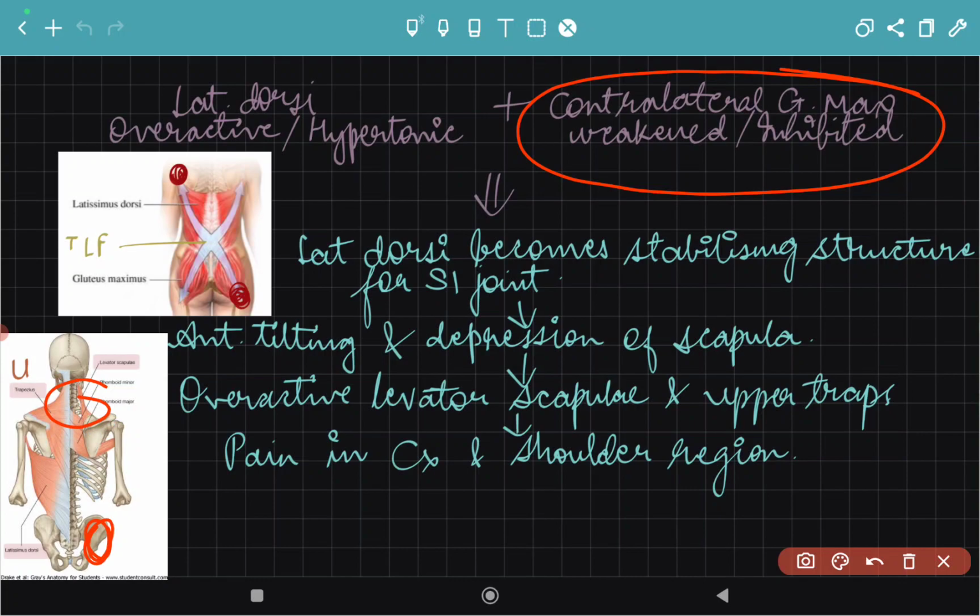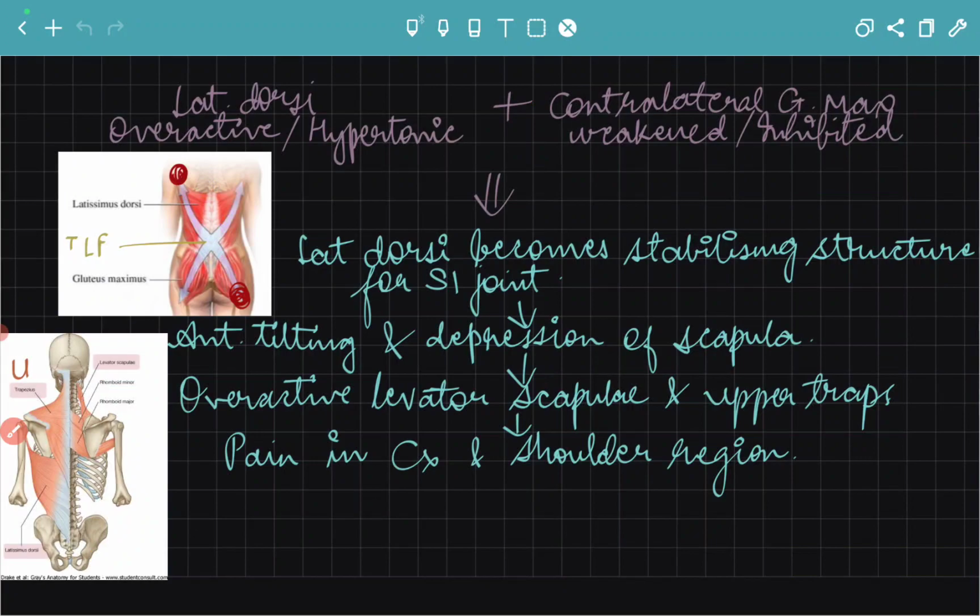In people who are engaged in athletic activities such as runners, who require their gluteus maximus to be strong enough, if it is not, and they are performing the activity repeatedly, then it will cause overactivity of latissimus dorsi and will transfer the problem to cervical and shoulder region. But the actual root cause lies in weak or inhibited contralateral gluteus maximus.